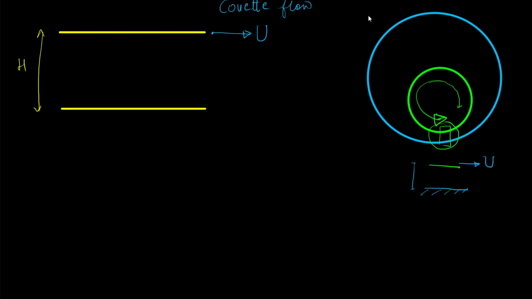In addition to the plate being dragged, you can have a pressure driven component as well. That is, additionally, you can have a pressure which drives the flow. So minus del P star del x can also act in combination with U to drive the flow. So what we will be analyzing is a combined pressure driven Couette flow.